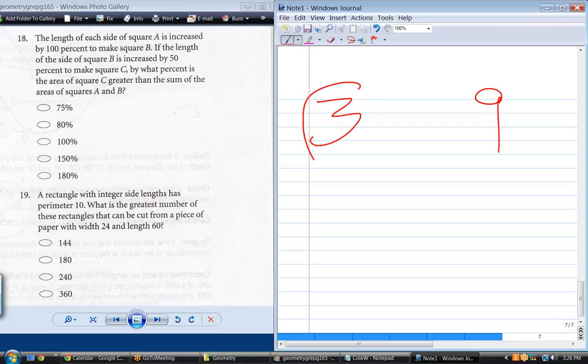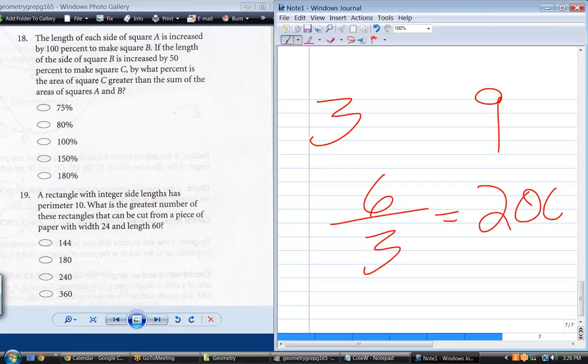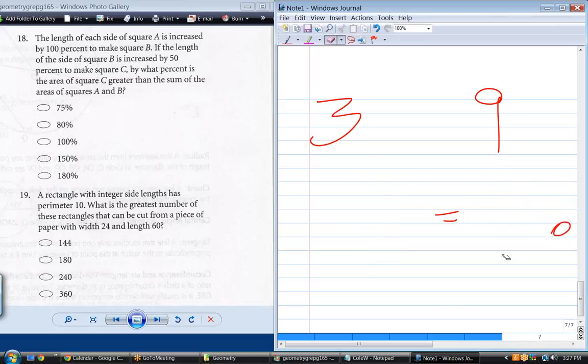If I increase this by 300%, well, 300% is 9. If I increase it by 9, I would get the 12. Okay? So if I go from 3 to 9, I've really only increased it by 6. You always divide by your original. So when I go from 3 to 9, I'm increasing it by 200%. I have increased it to a number that is 300% of where it started from.